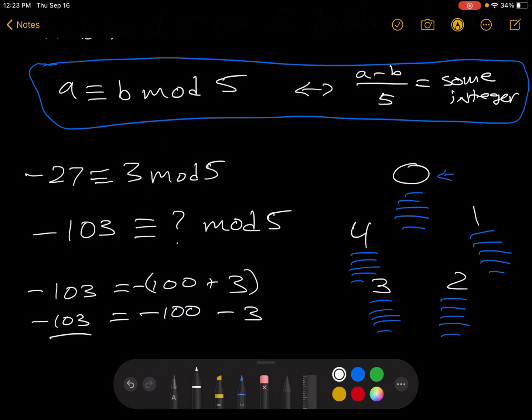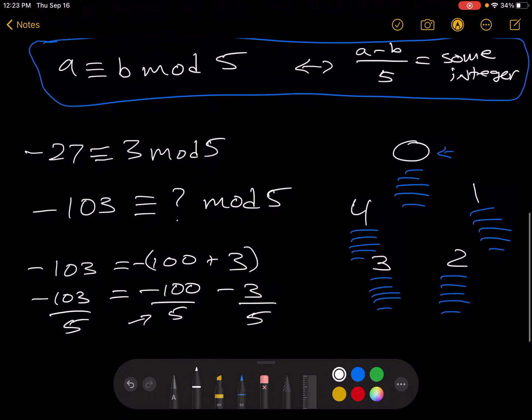Now divide each part by 5. Negative 100 over 5, this part right here, mod 5 would be 0, because the remainder when you divide negative 100 by 5 is 0. So mod 5, this is basically 0 here. The only remainder when you divide negative 103 by 5 is negative 3.